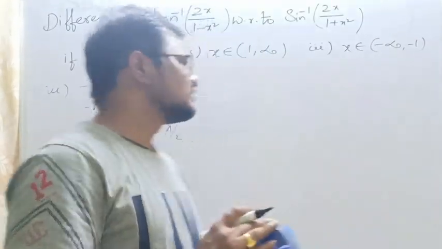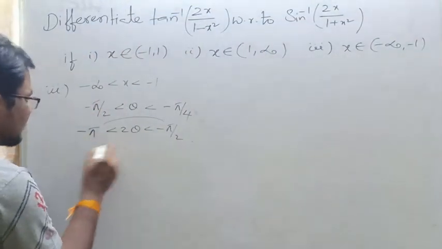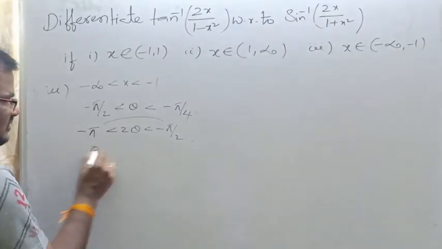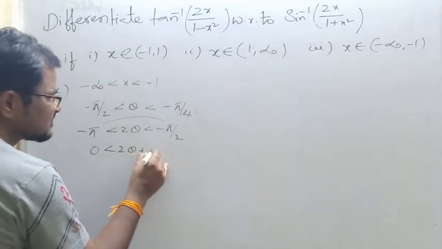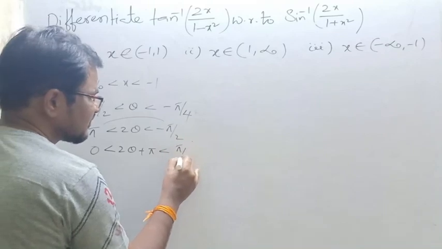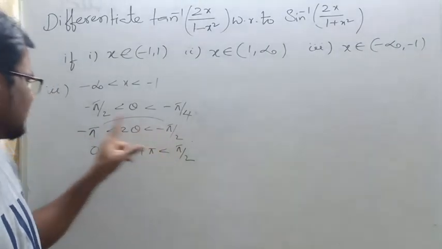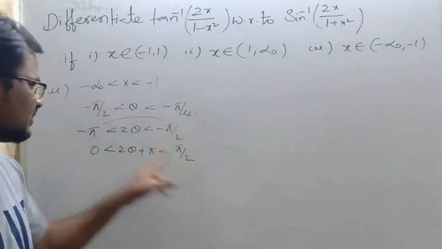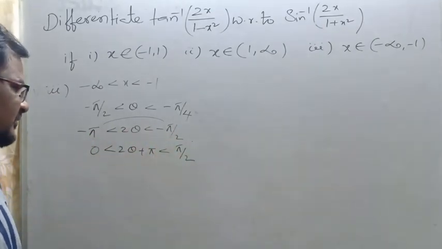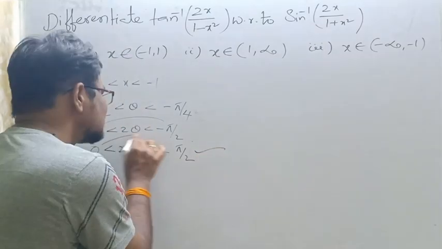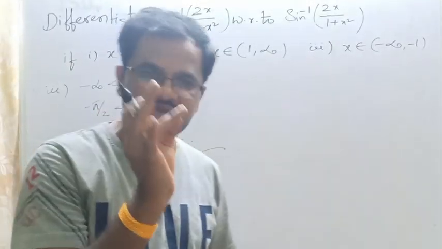No. So that's why what we have to do is add pi. Minus pi plus pi is 0, less than 2 theta plus pi, less than minus pi by 2 plus pi. What am I doing? Adding pi: here pi and here pi. Here 0, here pi by 2. Now here 2 theta plus pi. Now it is in the range of sine and tan also.